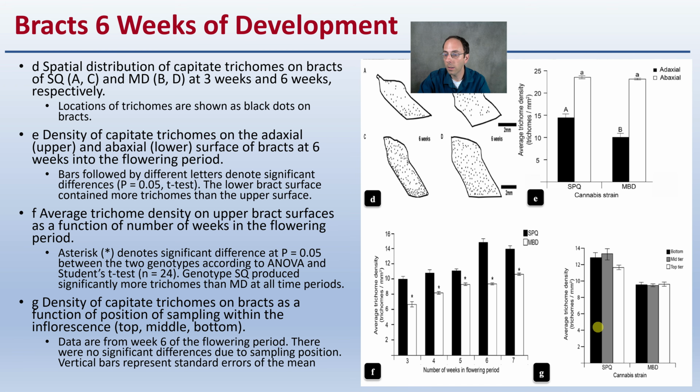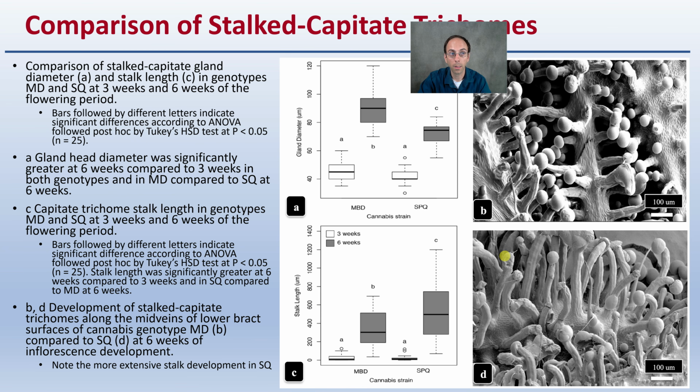And lastly here, looking at the Space Queen versus the Moby Dick, the average trichome density overall, the bottom, the mid, and the top. We could see Moby Dick being much more consistent, bottom, middle, and top tier, and Space Queen favoring the bottom and the mid and a little bit less on the top. Always good to compare varieties.